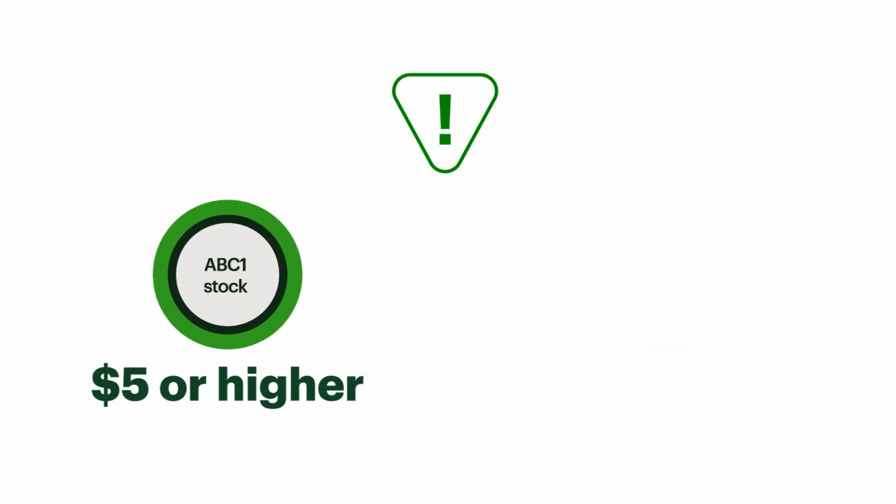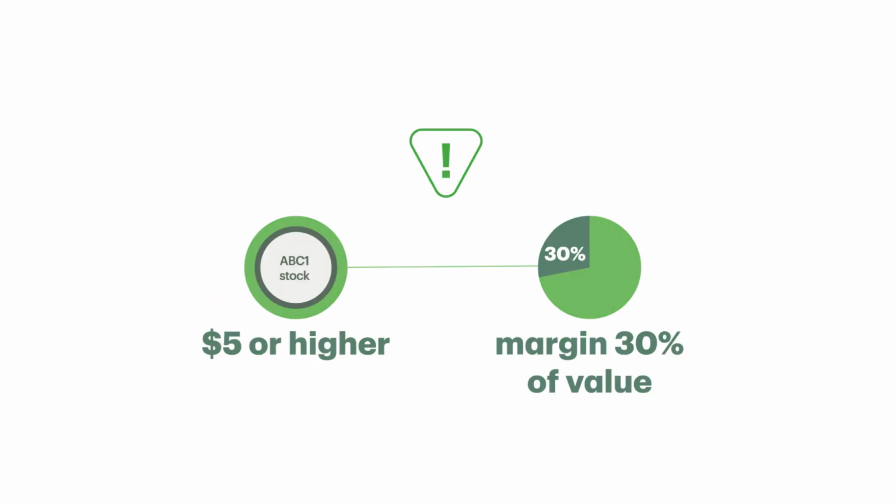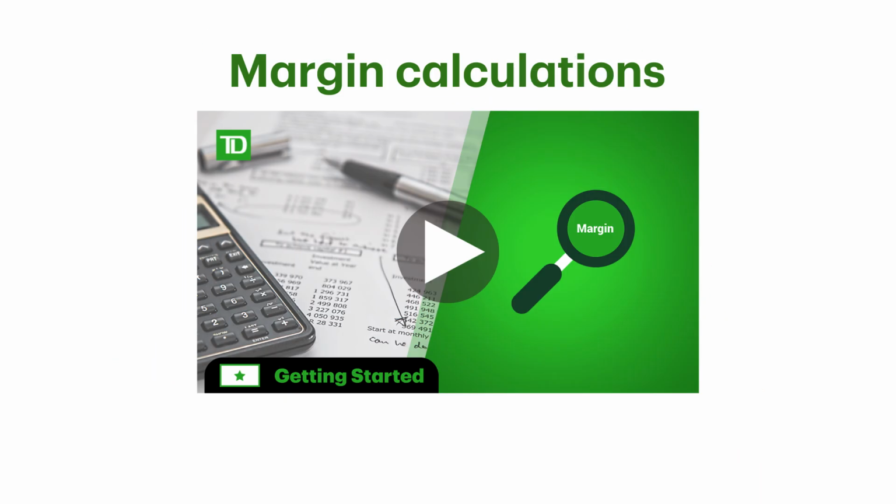Remember that for most stocks that trade over $5, the margin requirement is typically 30% of the value. If this doesn't ring a bell, don't go any further. Check out our past video on margin calculations first.